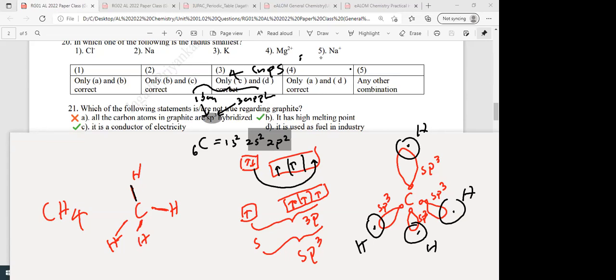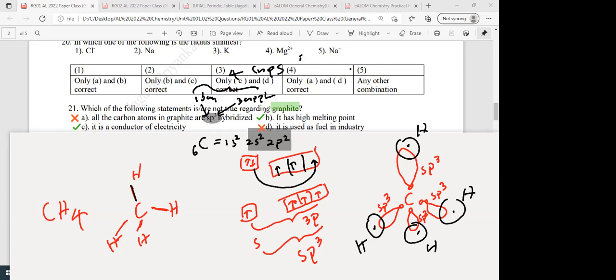Graphite is not used as a fuel. Some forms of carbon are used as fuel, but graphite is not. So you have to put a cross for that. Graphite will never be used as a fuel. Coal we use, but not graphite.